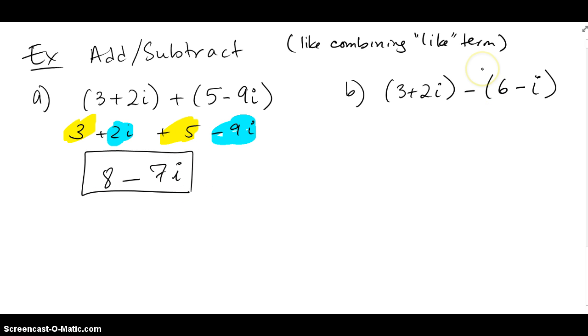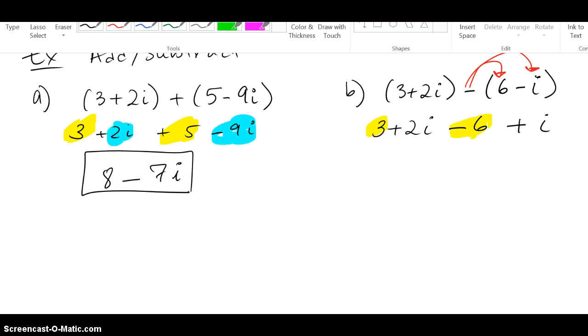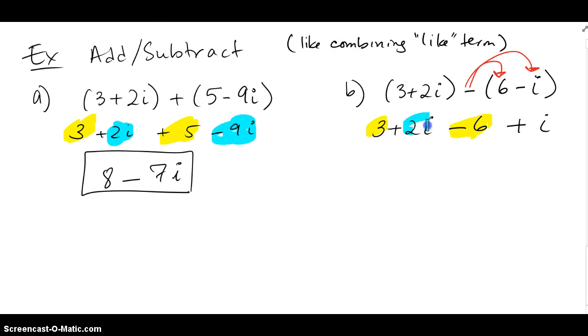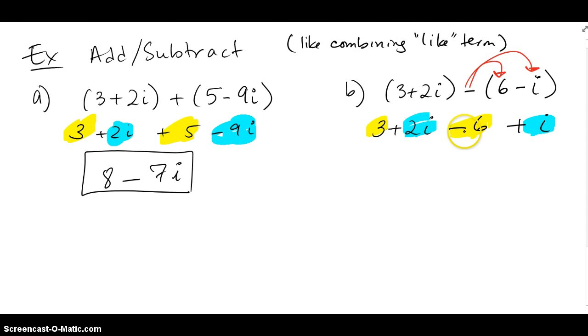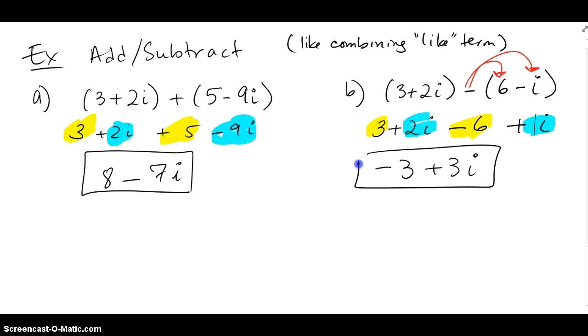Notice in this one, however, there's a negative that needs to be distributed into that complex number. So we end up with 3 + 2i - 6 - i. Once I do that, I combine the real parts together and then the imaginary parts together. So 3 - 6 is negative 3, and 2i and -1i is going to give me 3i. So adding and subtracting them is just like combining like terms.